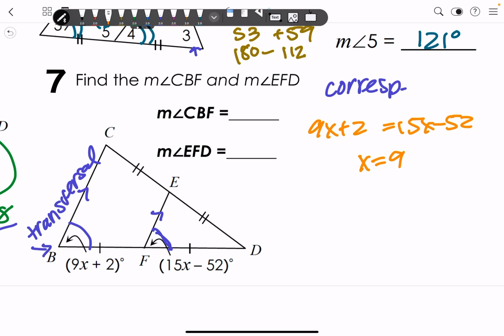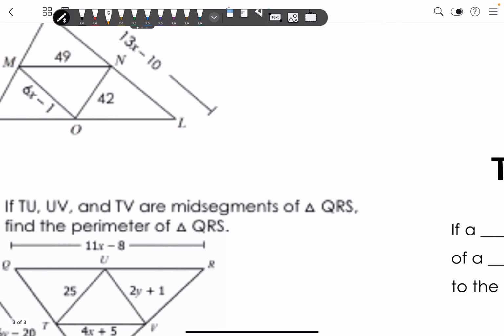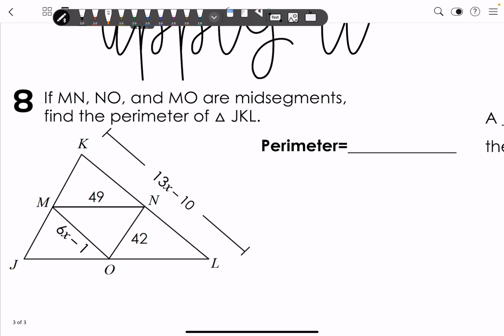You have to take that 9 and drop it into either one of them. Because remember, since CBF and EFD are congruent, they're going to equal the same thing. I liked this one better, so I did 9 times 9 plus 2. That gets me 81 plus 2, which is really just 83 degrees. All right? So we are just breezing past this, and now we're going to do the last ones, where we're going to apply everything all together.